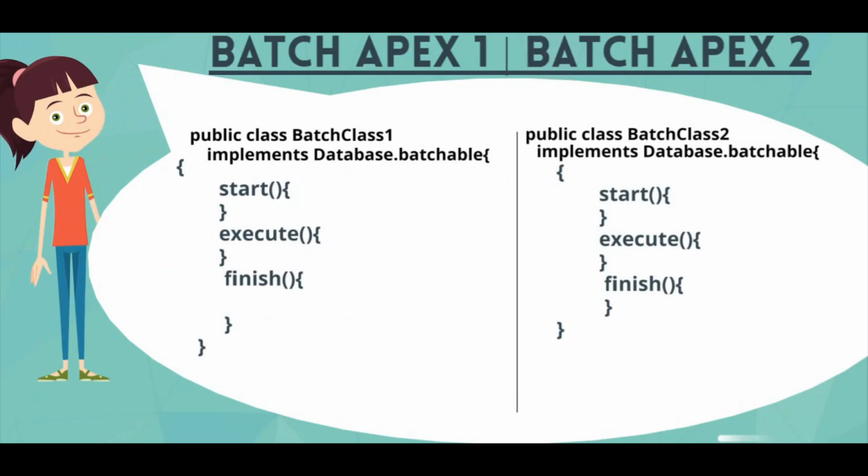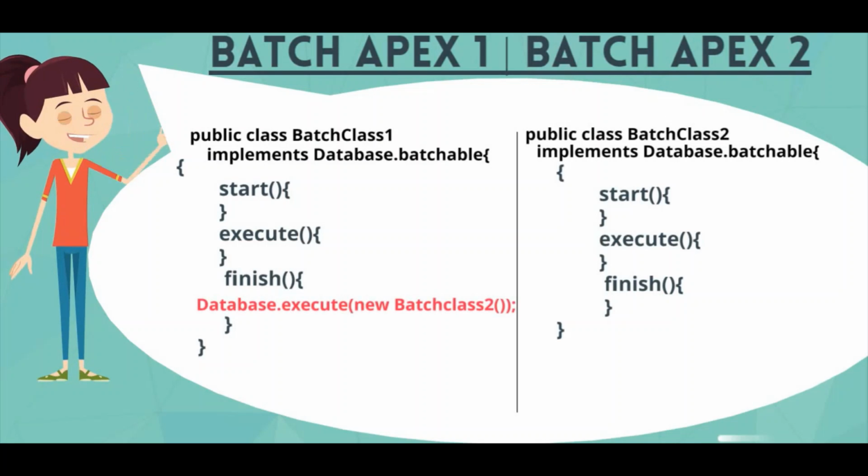If you see here, we have the first batch class and we have the second batch class. If you want to call the second batch class once the first batch class is done, you need to use Database.executeBatch. Here it says execute, but basically it's executeBatch, of new batch class 2. Then once the first class is done, the second batch class will be called. In the same way, if you want to call batch class 3 from batch class 2, then you can chain that in the finish method. In the finish method, you need to use Database.executeBatch, new batch class 3.